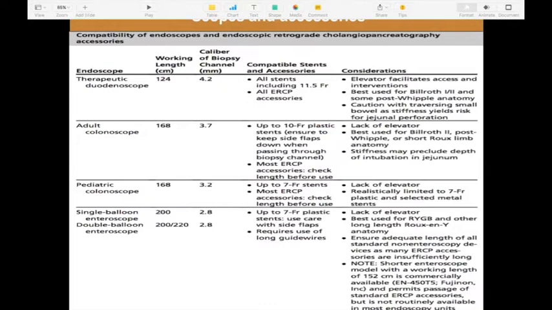And other is a single balloon versus a double balloon endoscope. The length is 200 centimeter, and the working channel is 2.8 millimeter only.